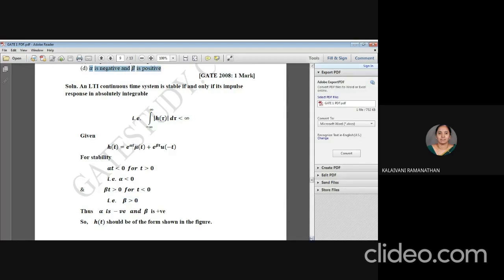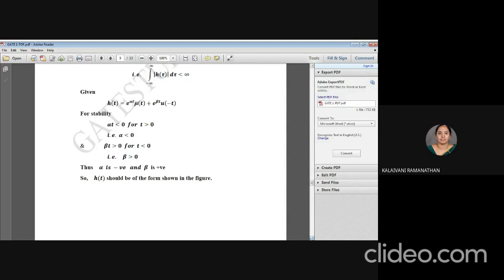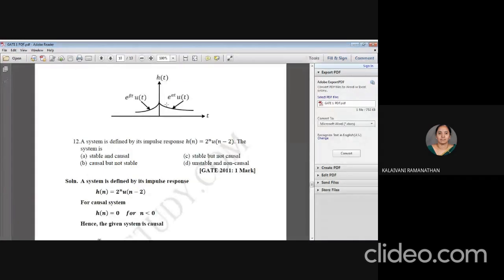Its plot is also shown here. The plot is not necessary, but you have to remember that α is negative and β is positive so that the system is stable. Hope you understand.